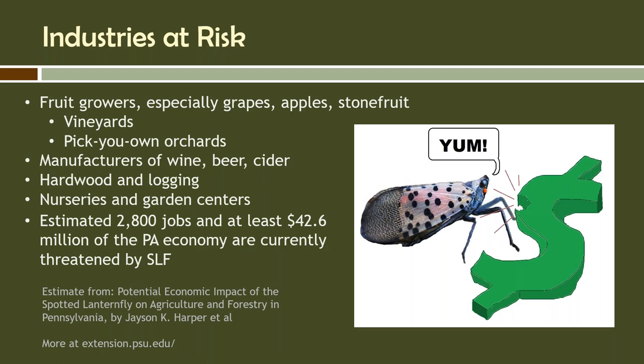An estimate from Pennsylvania, from a paper called, and I've highlighted it right there so you can look it up if you would like the nitty-gritty details, a paper called The Potential Economic Impact of the Spotted Lanternfly on Agriculture and Forestry in Pennsylvania by Jason K. Harper et al. You can look at Pennsylvania State Extension website or look up Jason K. Harper for more details. This study estimated that 2,800 jobs and at least $42.6 million of Pennsylvania economy are threatened annually by the spotted lanternfly.